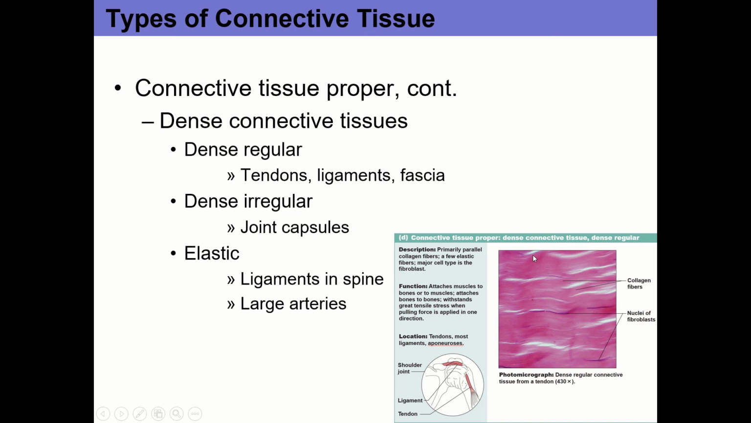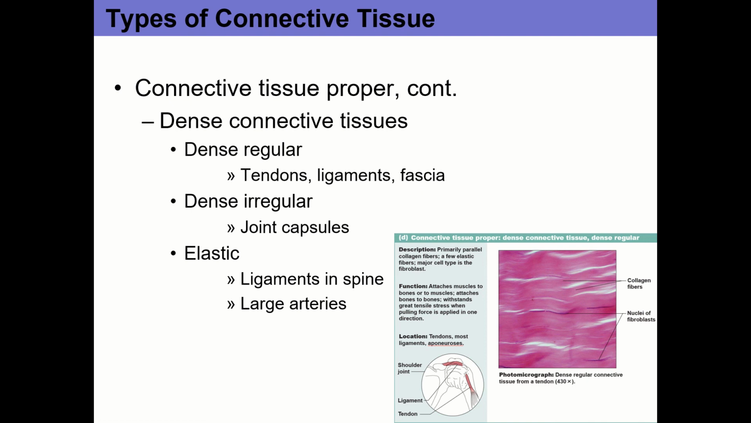So in the case of dense regular tissue, all the collagen fibers run one direction. So you can see they all go this way. They are kind of wavy, which will be important here in a second, but they have a little bit of waviness to them. And so examples of dense regular connective tissue are your tendons.